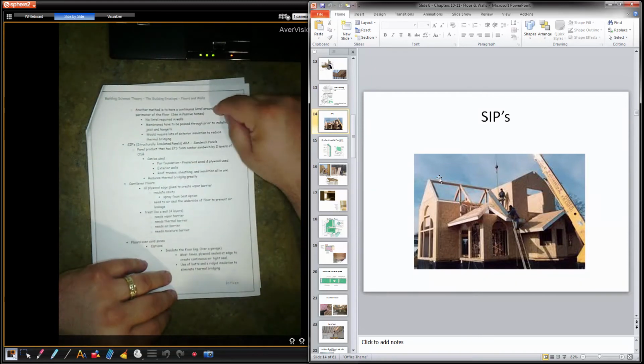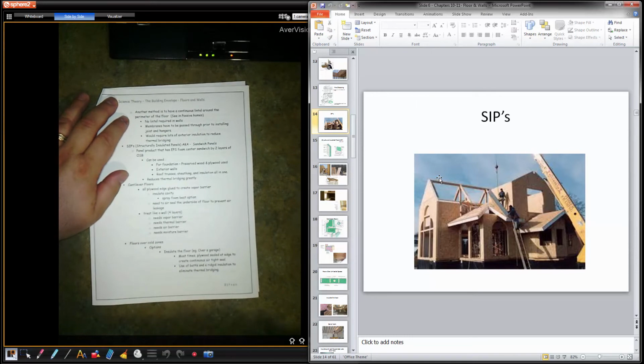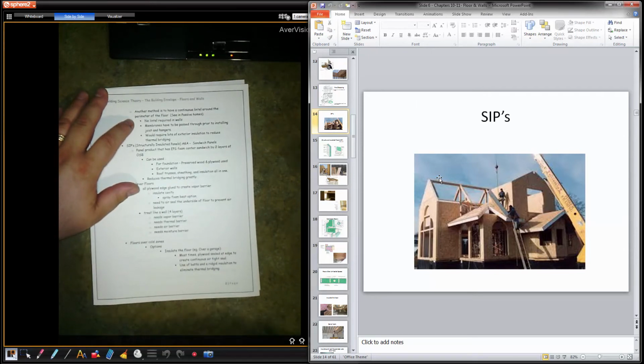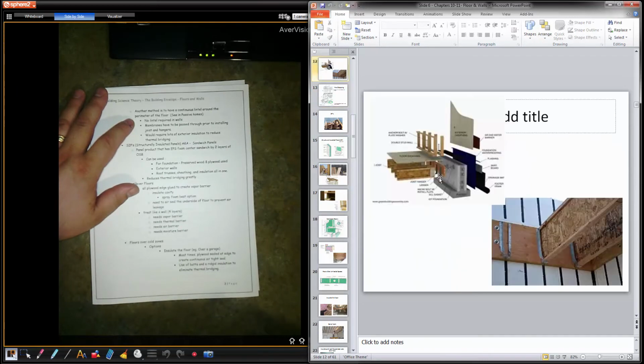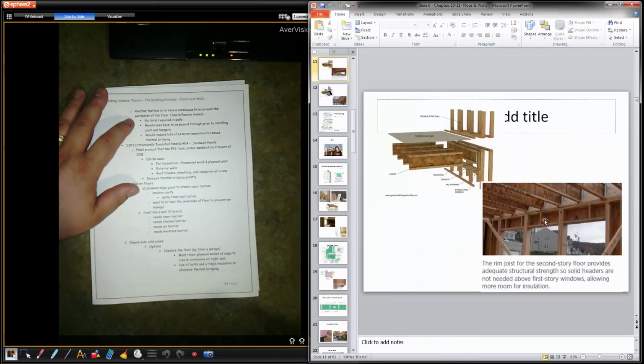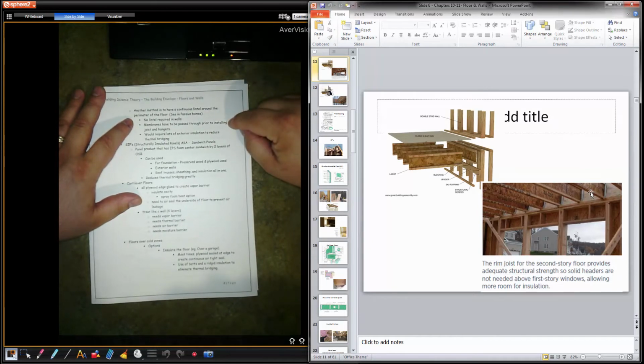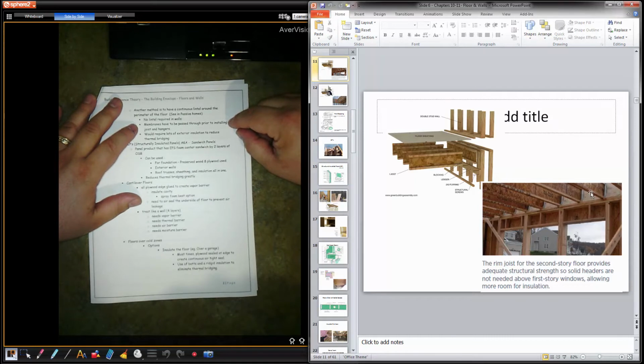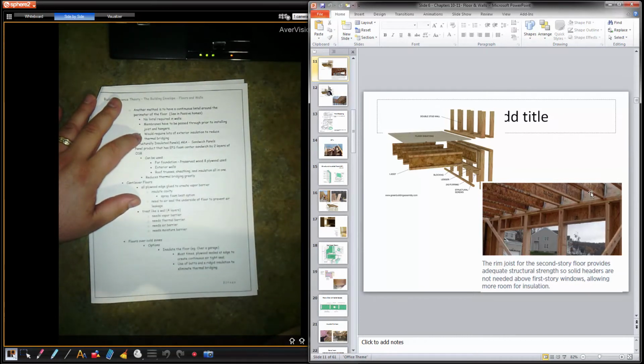Another method is having continuous lintels around the perimeter. You see a lot of passive homes with big windows, they want to get heat gain, right, on passive houses. So they want lots of solar gain. So they have lots of windows allowing heat to come in and heat up the space. Therefore, it's a good option to get rid of those lintels so we can over-insulate the floor. So no lintels required in the walls. Membranes have to pass through prior to installing. So depending on what you're doing for air barriers, you've got to make sure you think about that at that stage. It would require lots of exterior insulation to reduce thermal bridging, so you'd have to have some insulation on the inside and on the outside to get rid of the thermal bridging.